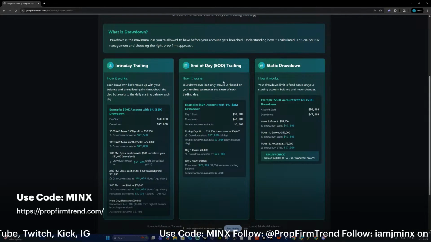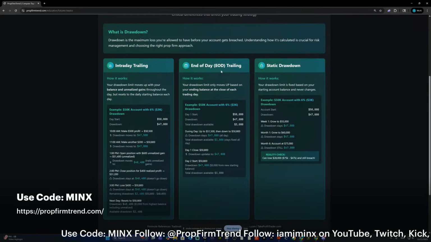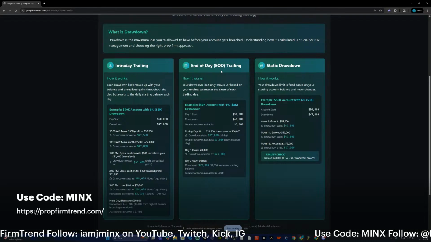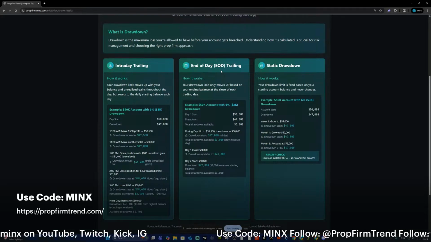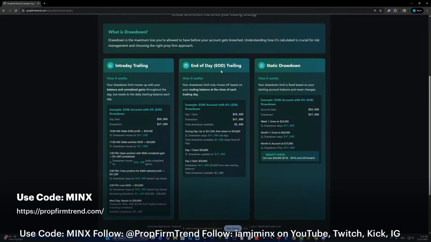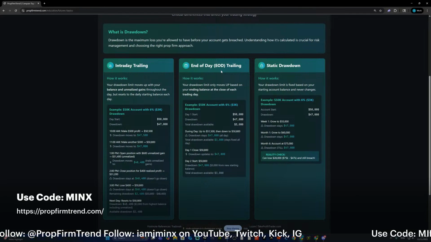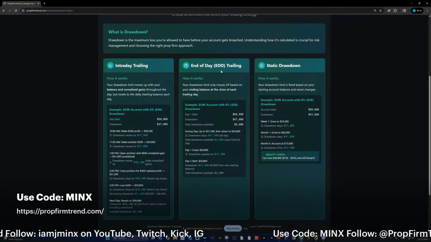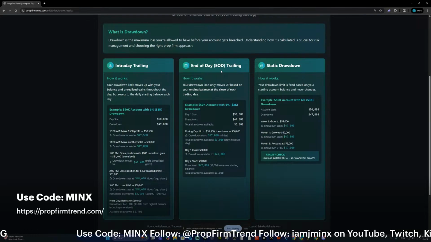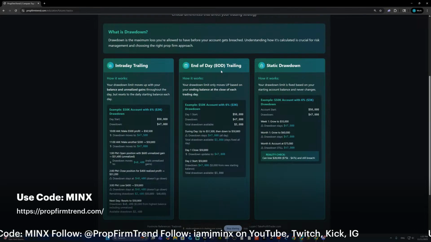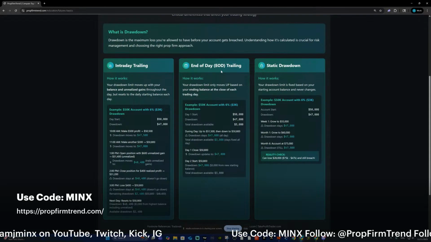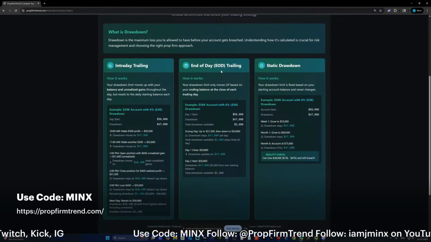End of day trailing, how that works: your drawdown limit only moves up based on your ending balance at the close of each trading day. So for example, a 50K account, same thing, 3K drawdown. Day one starts at 50,000, drawdown is 47,000, which is $3,000 in total drawdown available. During the day, you go up to 51,500, then down to 50,800. Your drawdown is still going to stay at 47,000 all day. So your drawdown stays fixed all day.